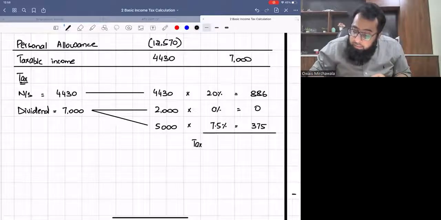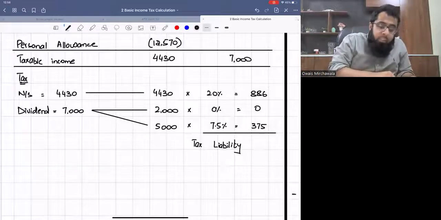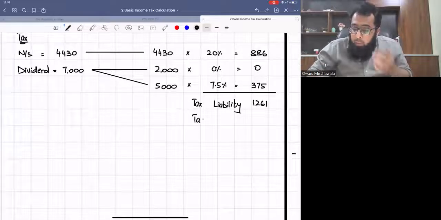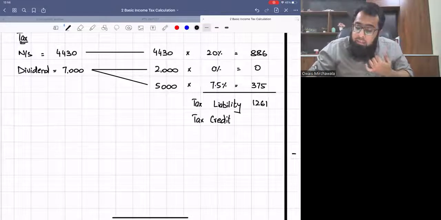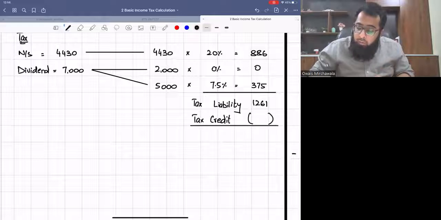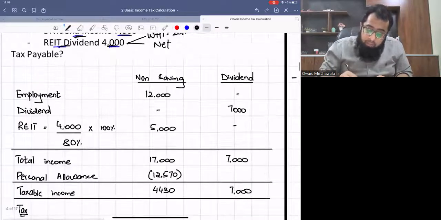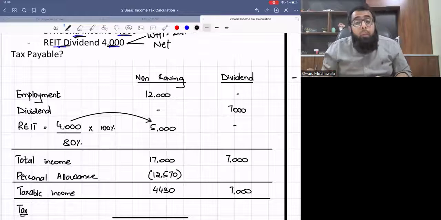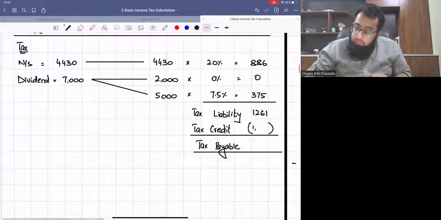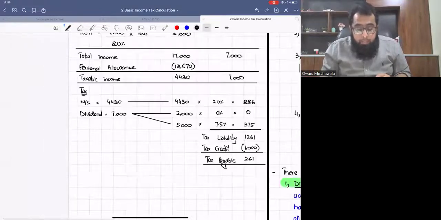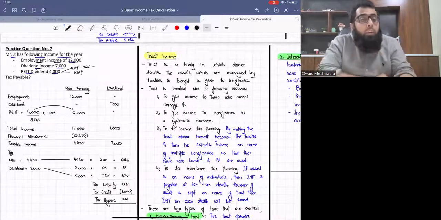The tax liability will be 375 plus 886. So it will be 1,261. We will deduct the advance tax, which was paid on REIT, to arrive at the value of remaining tax payable. Okay, so the advance tax was 1,000. The remaining payable is 261. I want you all to concentrate on it.